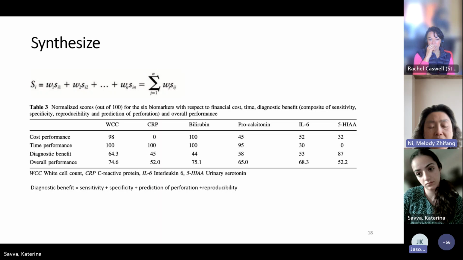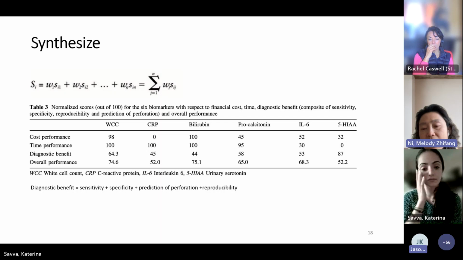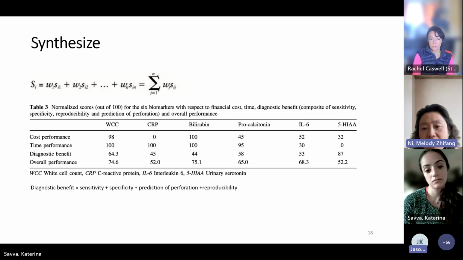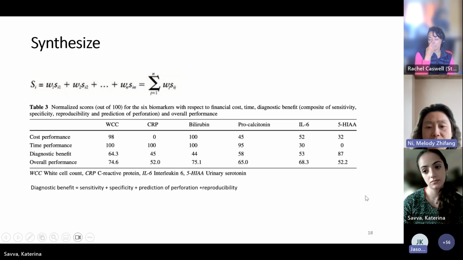So for instance, at the first row, the cost performance, CRP is the worst because it's most expensive. Bilirubin is the best at 100. It is the least expensive. And in terms of diagnostic benefit, the urinary serotonin, which is the last one, in the rightmost column, scored the highest, whereby the CRP actually scored the lowest in combination of the sensitivity, specificity, reproducibility, and perforation.